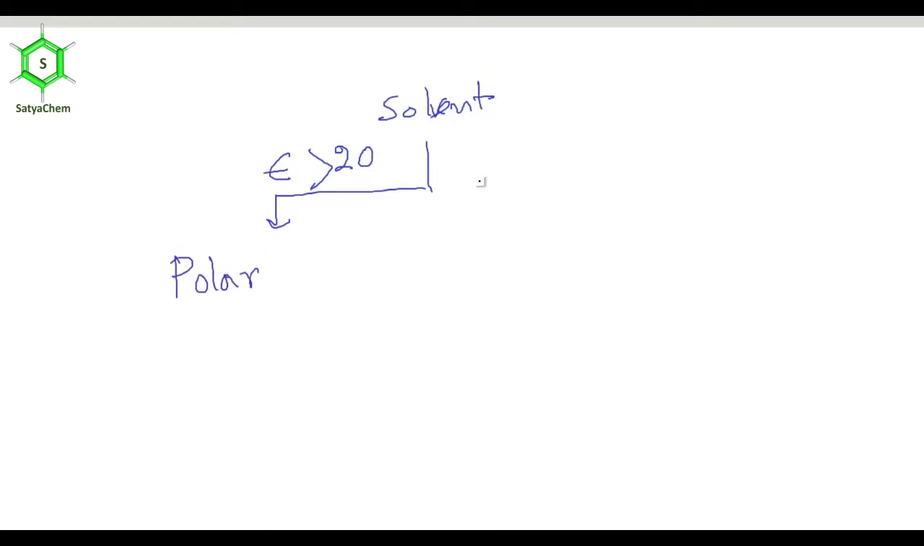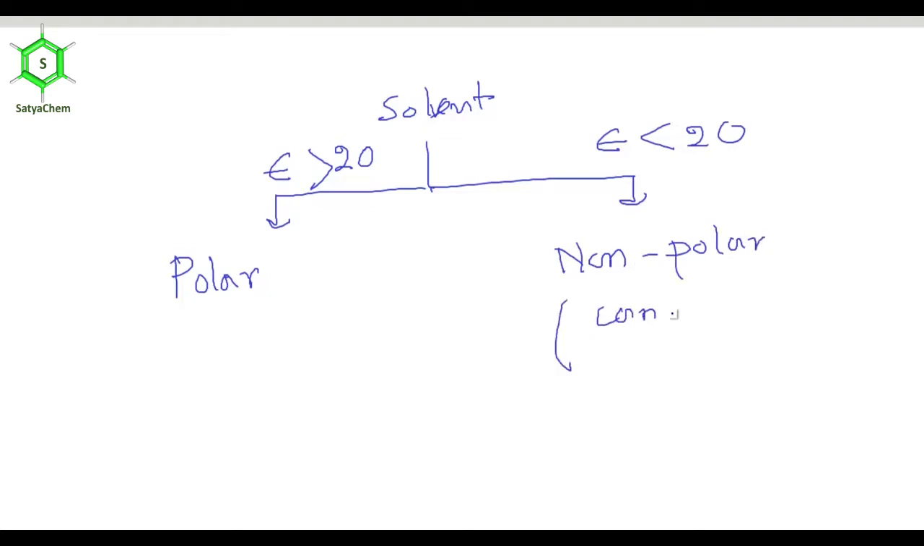But how will we categorize polar solvent and non-polar solvent? If the dielectric constant is greater than 20, then we can say that the solvent is polar. If the dielectric constant is less than 20, then the solvent is considered non-polar. And a non-polar solvent cannot stabilize cations or anions.